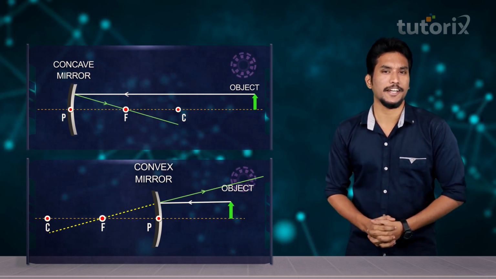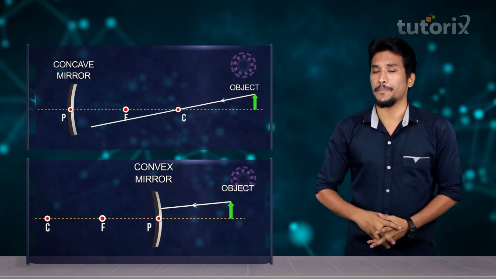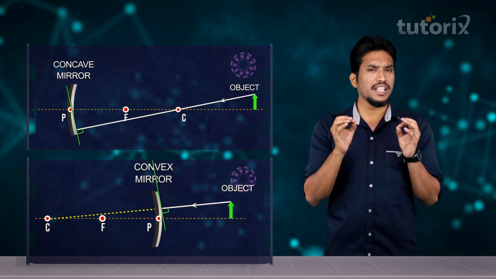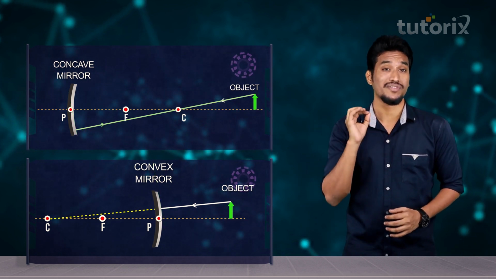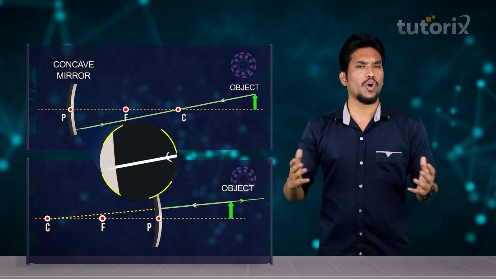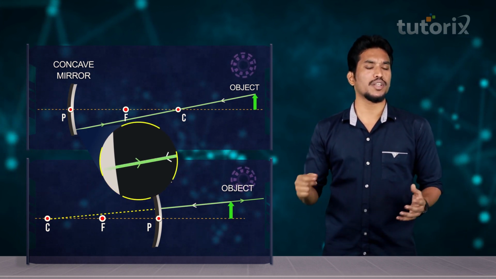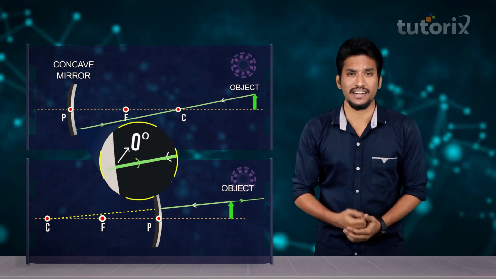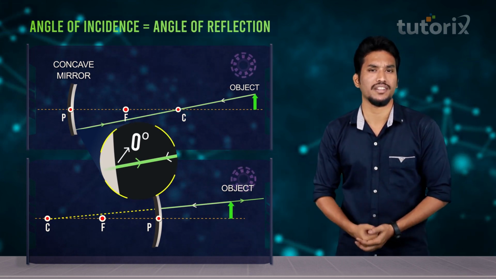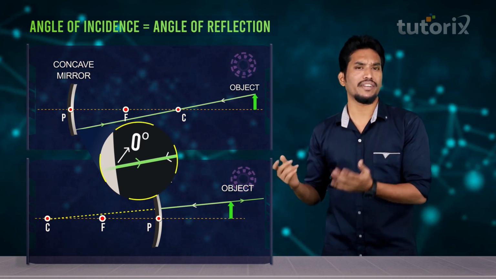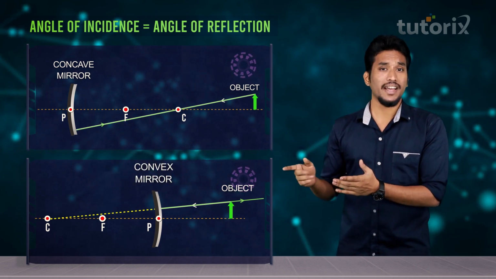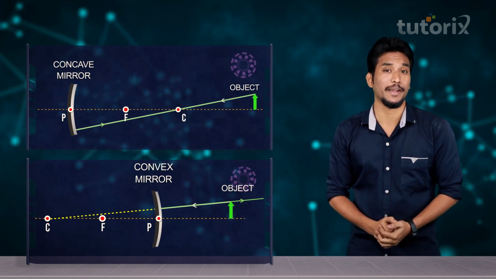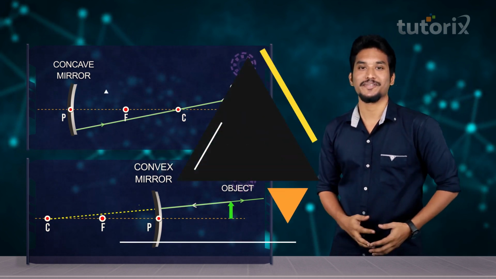The second point is that if we send the light ray normal, or perpendicular, to the spherical mirror, then the incident ray makes an angle of 0 degrees with the normal. Now what happens when the incident ray is at 0 degrees with the normal? The reflected ray also has a 0 degree angle, right? That's what we learned from the laws of reflection: angle of incidence is equal to angle of reflection. So this ray reflects along the same path but in the opposite direction to the incident ray. So this is how it looks.